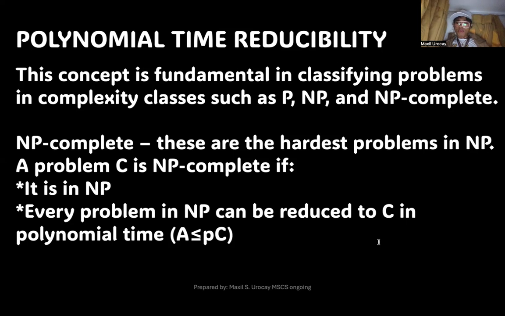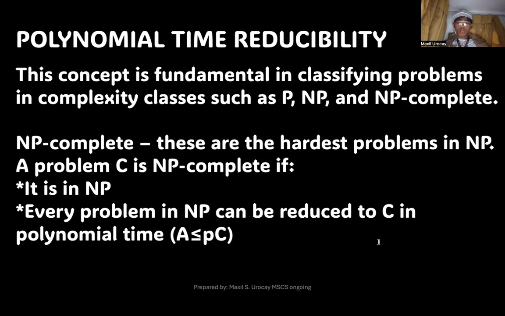So another example: if A can be reduced to B and B is in P, then A must also be in P. That's what the approach is all about. So if an NP-complete problem can be solved in polynomial time, then all of the problems in NP, non-deterministic polynomial time, can be solved in polynomial time as well.